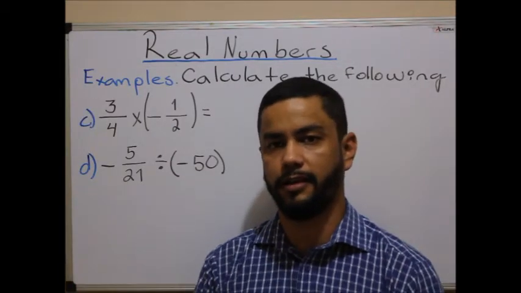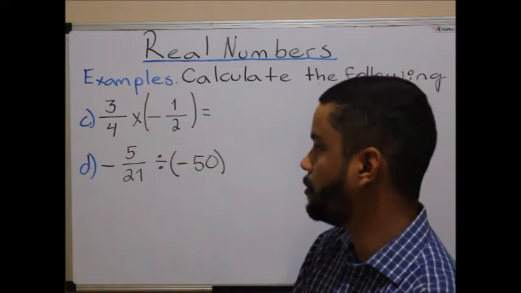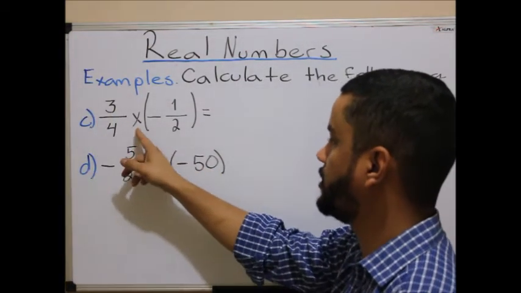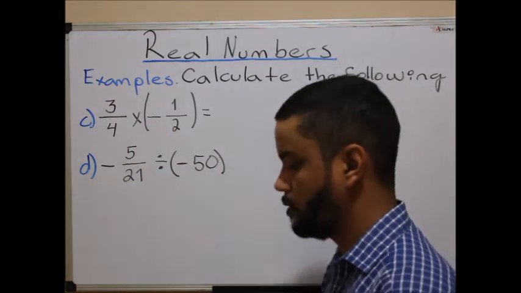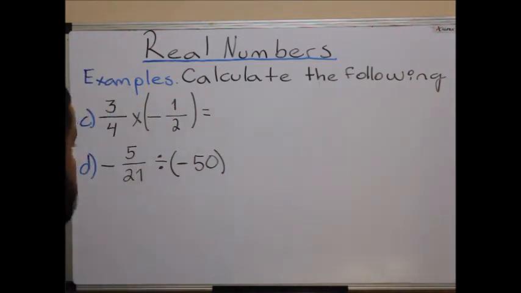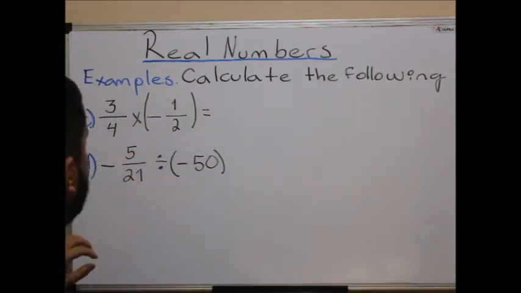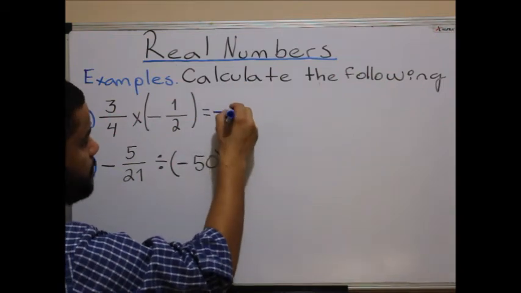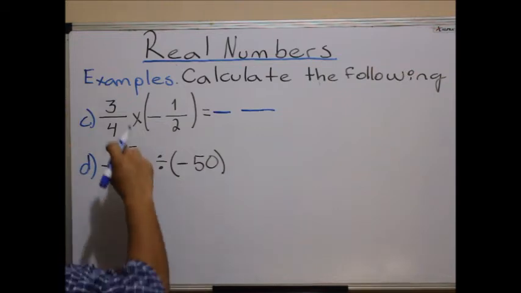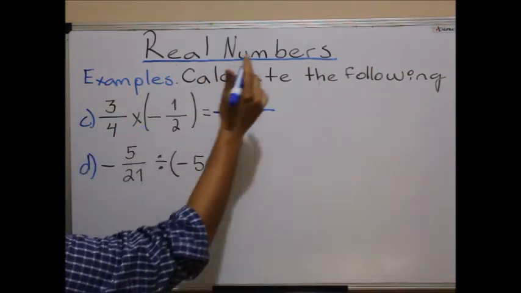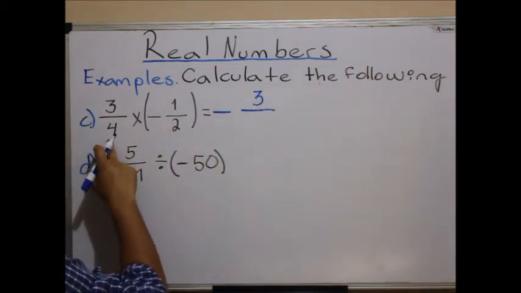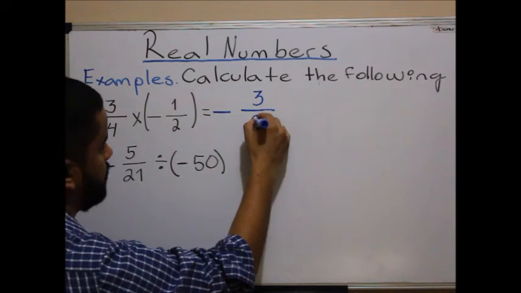To continue solving more examples, in this case we're having a multiplication and a division. The multiplication is 3 over 4 times negative 1 over 2. So we're going to start by writing the sign of our product. This one is positive, this is negative, so our solution will be negative. We write the fraction bar. Now 3 times 1 is equal to 3. And for the denominator, 4 times 2 is equal to 8.